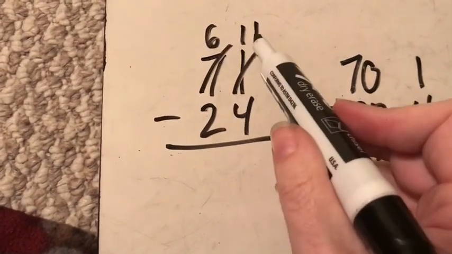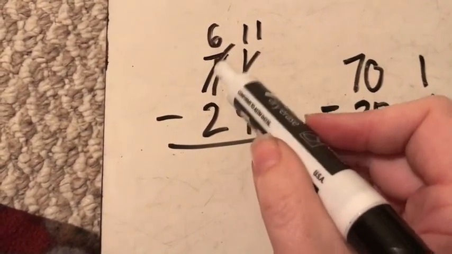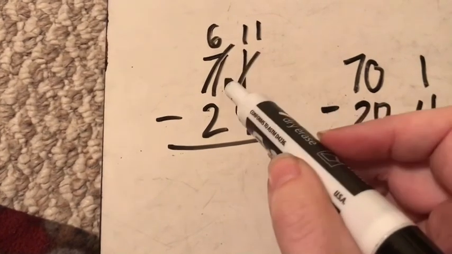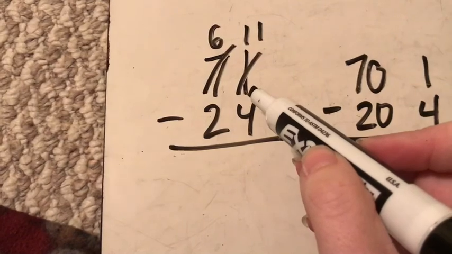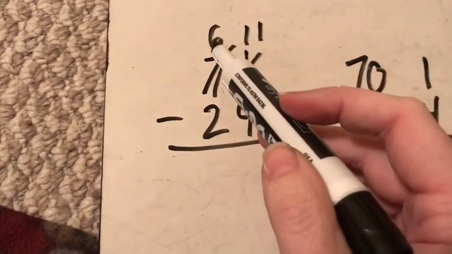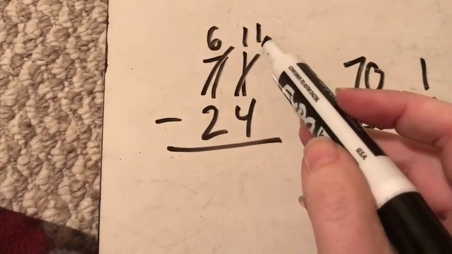But if I shifted 10 over, I would have 1 10 less here, and then I would have 10 more ones here. And whether I have 7 10s and 1 1, that's 71, or if I have 6 10s and 11 ones, I also have 71.